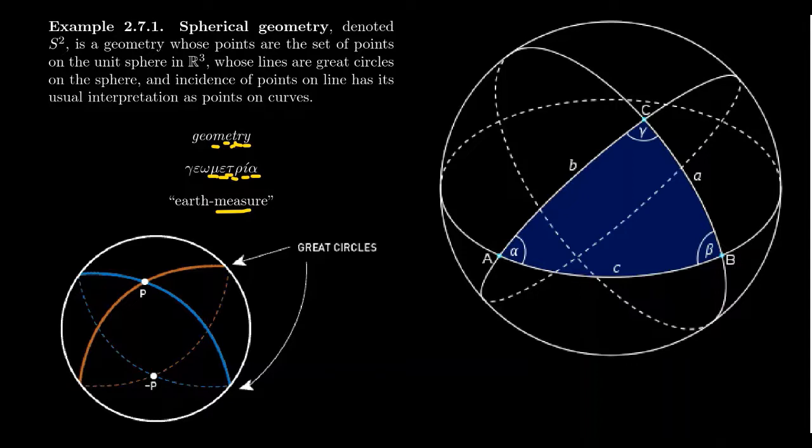The first spherical geometry we understood very well. Now, while spherical geometry is an example, sort of like the prototype for elliptic geometry, it's not without some problems.